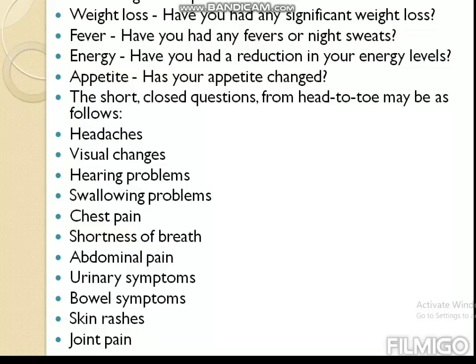The short closed questions from head to toe may be as follows: headaches, visual changes, hearing problems, swallowing problems, chest pain, shortness of breath, abdominal pain, urinary symptoms, bowel symptoms, skin rashes, joint pains. So all these can be asked.